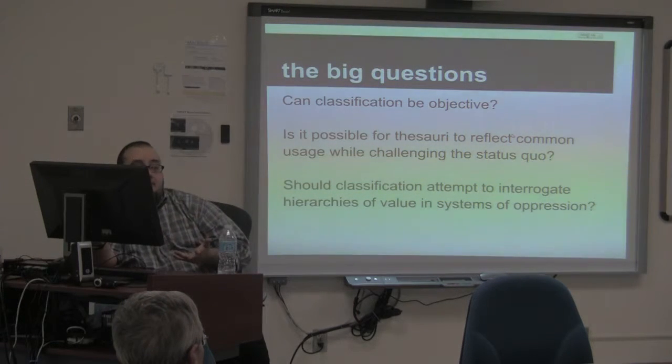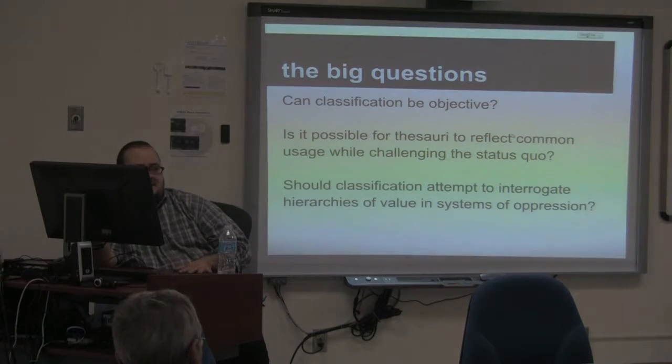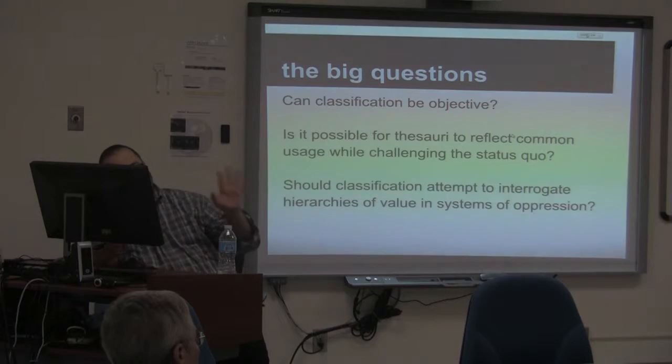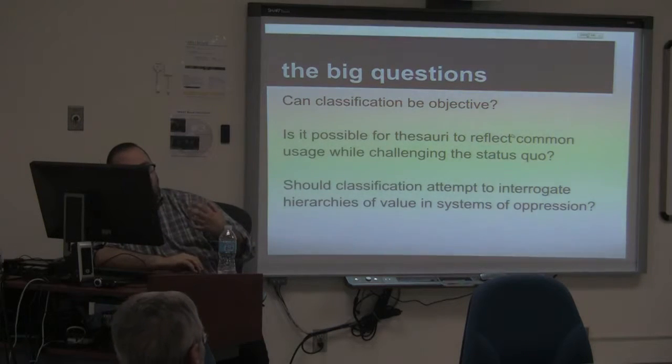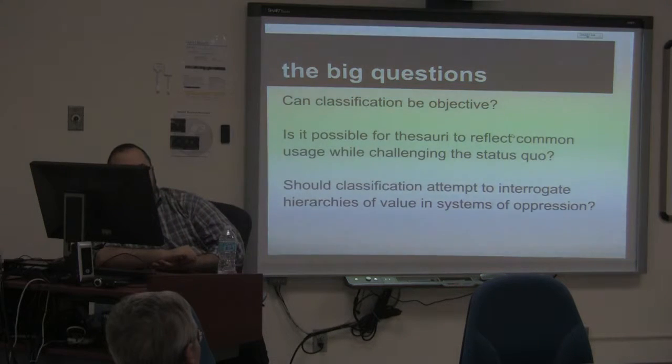This is a very common argument for Library of Congress subject headings, that they serve to represent the terminology that is already being thrown around. They're not establishing it. They're like a mirror. And so, can you challenge the status quo in library work, in descriptive metadata work, while reflecting common usage? I mean, isn't common usage status quo by definition?